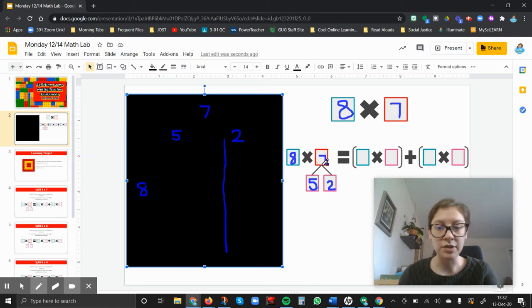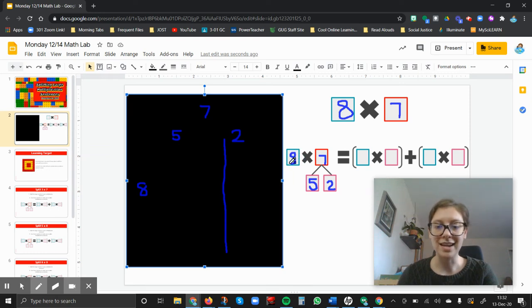So what I did was I took this 7 and I split it into two groups. I said, this group is 5 and this group is 2. So now I have 8 times 7, but I split this 7 up. And this is going to help me with the smaller multiplication sentences that we have to write.